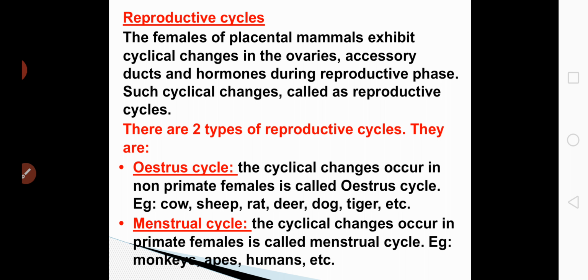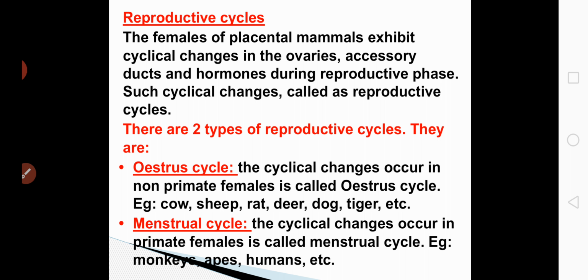And there are two types of reproductive cycles. They are oestrus cycle and menstrual cycle. So these are important. What do you mean by oestrus cycle? If the cyclical changes occur in non-primate females, then it is called oestrus cycle.